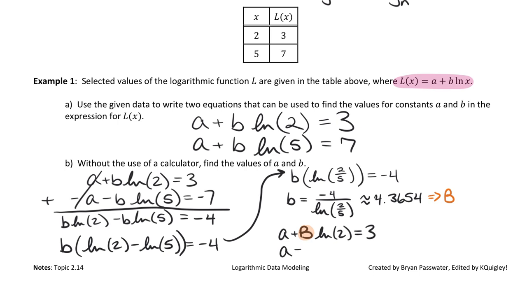Subtract it. So I'm going to do a equal to 3 minus the stored value b times the natural log of 2. That really doesn't look like the word natural log. Let me try that again. And in your calculator, to calculate the value of a, we're not using the rounded number. We are literally going to type 3 minus the stored value b times the natural log of 2.